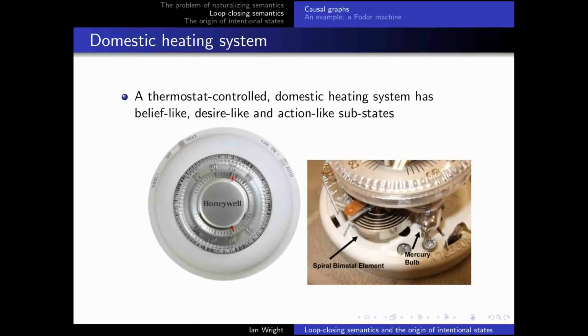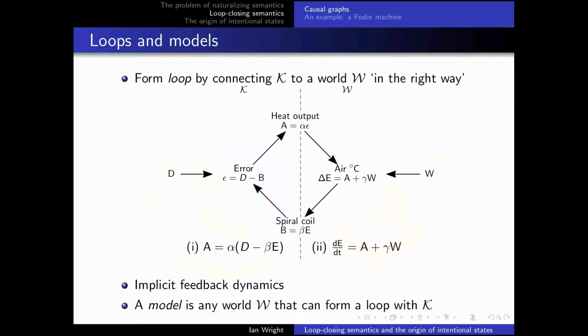Now we form a loop by connecting a control mechanism to the world in the right way. It's fairly simple. We connect the action output to some part of another causal graph, which represents the causal structure of some world, and then we connect the world back to the control mechanism. Here is an extremely simple example that has two vertices. It describes a heating system connected to a room with an open window. The heater affects air temperature, but so does the open window.